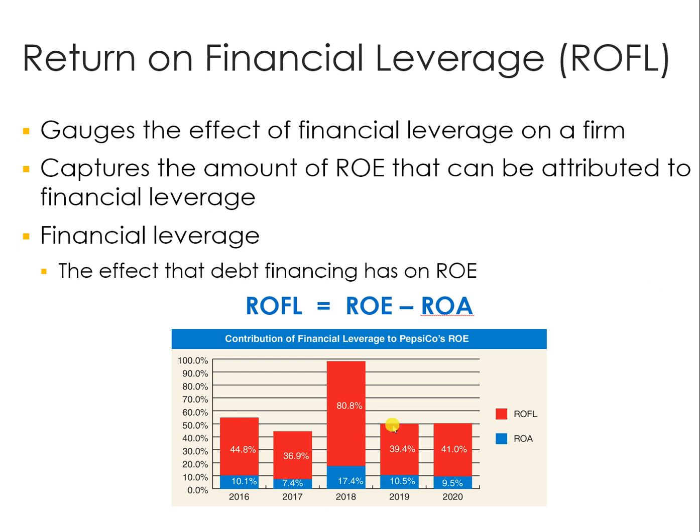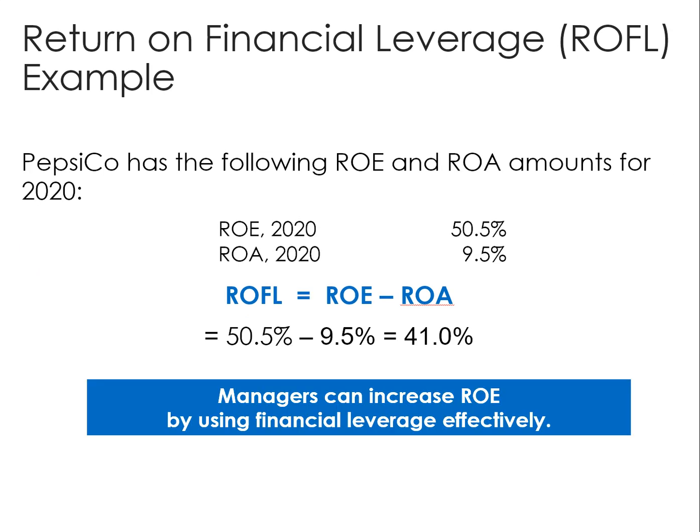As you can see, in 2018 there was a huge return from financial leverage because PepsiCo very likely loaded a lot of debt in 2018. And the calculation is very straightforward: just take the difference between ROE and ROA, and that gives us the return on financial leverage. For 2020, that's approximately 41%.